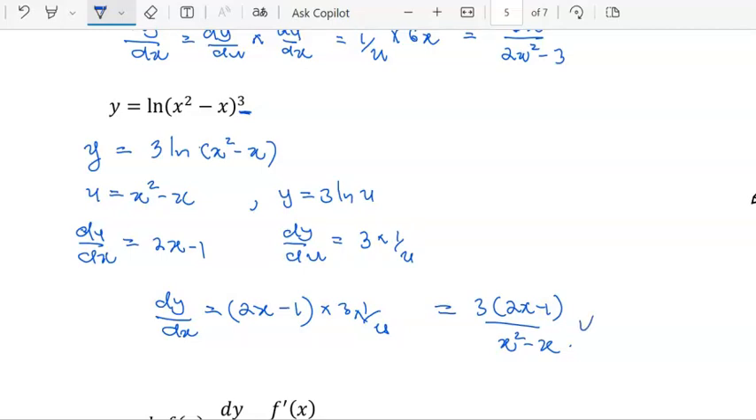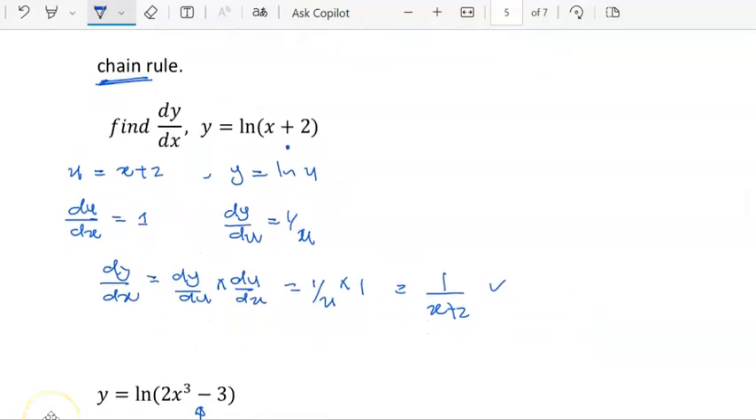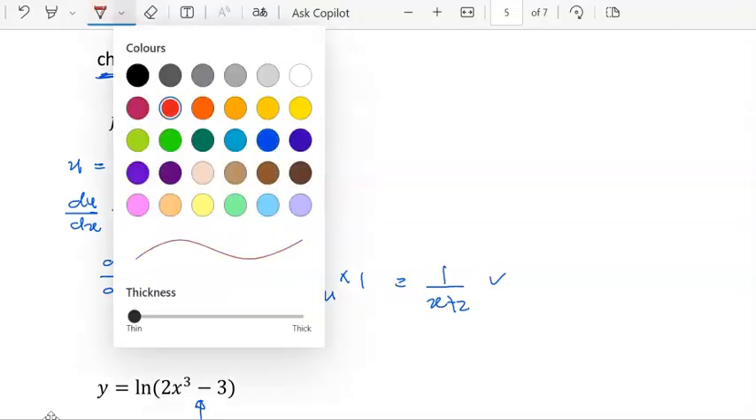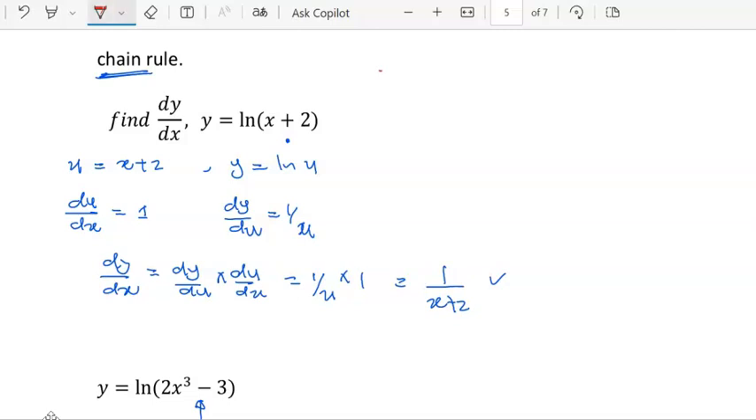Now, it's time for us to see the shortcut here. You see the shortcut when you consider the chain rule, because this will always work. Now, when you see the answer here, the answer for my derivative is going to be the derivative of the inside, which is 1, over the function itself, which is x plus 2.